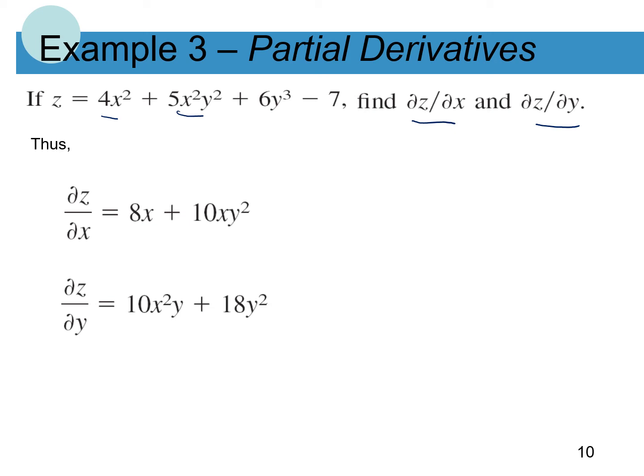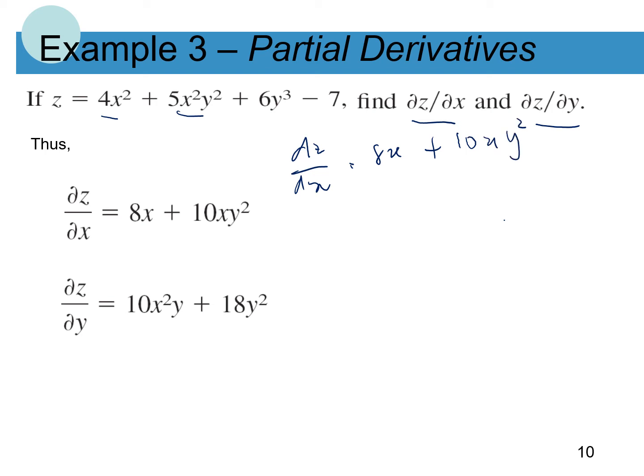Okay. And then in the case of dz over dx, we have to differentiate x squared. So this has an explicit derivative, therefore we have 8x. And then plus 5x squared y squared, which means that we are differentiating this with respect to x. Therefore we have 10x, and y remains as y squared.